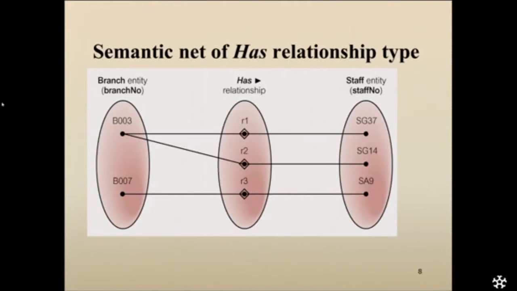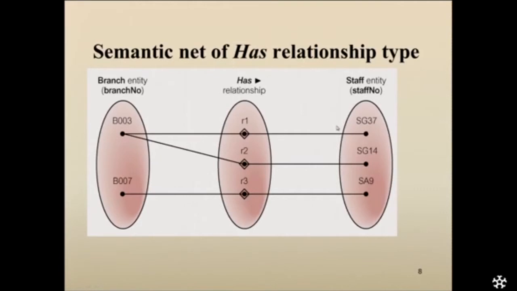So we're just saying, for example, if you think of all the branches, in this case they just put two details of two branches, B003 and B007. Then you can see that the staff SG37 and SG14 both work in branch B003, and then in B007 you've got a staff SA9. And the relationship between these two are that, for example, the branch has a staff.